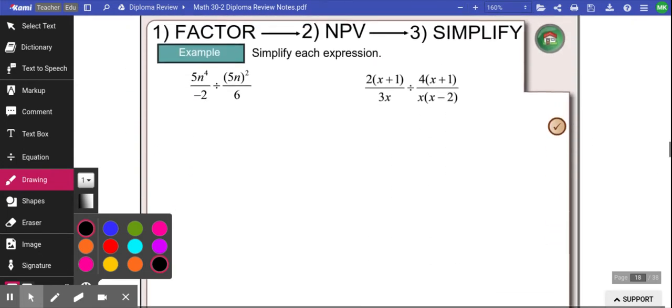Division. So when you're dividing a fraction by a fraction, we still follow the same 3 steps. The first step is factor. In A, we can't factor it. Right? There's nothing that factors out. Second step is NPV, things that cause you to divide by 0. I want to look at any spot that there's a division symbol. So there's a division symbol here, division symbol here, and then there's this division symbol in the middle.